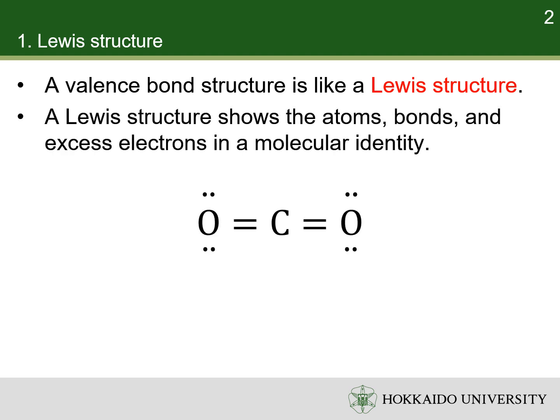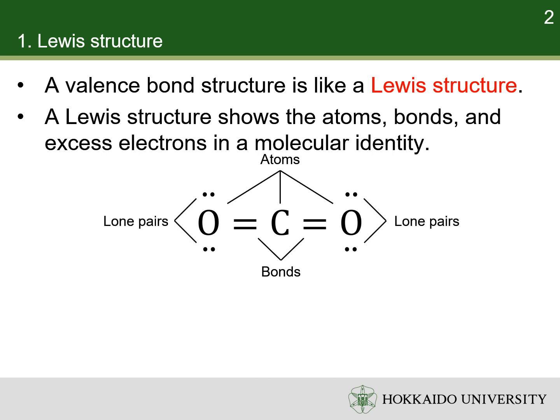A Lewis structure is a diagram that shows the atoms, bonds, and excess electrons in a molecular identity. Each atom and its position in the structure is shown using its chemical symbol. Lines are drawn between atoms that are bonded to one another, representing the shared electron pairs. Excess electrons such as lone pairs are represented as dots and are placed next to the atoms.